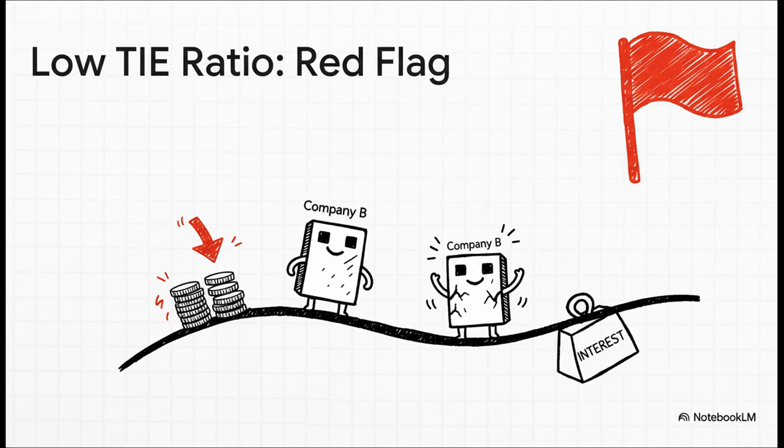And this is why that low number is such a huge red flag. I mean, think about it. Company B is basically walking a financial tightrope. Even a small dip in business could be a catastrophe. If its earnings just fell from 20 lakh down to 10 lakh, its entire profit would be gone, completely wiped out, just to pay the bank. For an investor, that is a massive flashing warning sign.